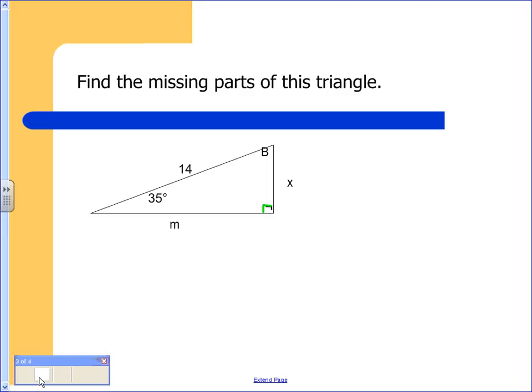Okay, let's look at another one. You only have learned how to use trig for right triangles. There is a way to use trig for non-right triangles. You will learn it next year. B equals what? Do you agree with that?